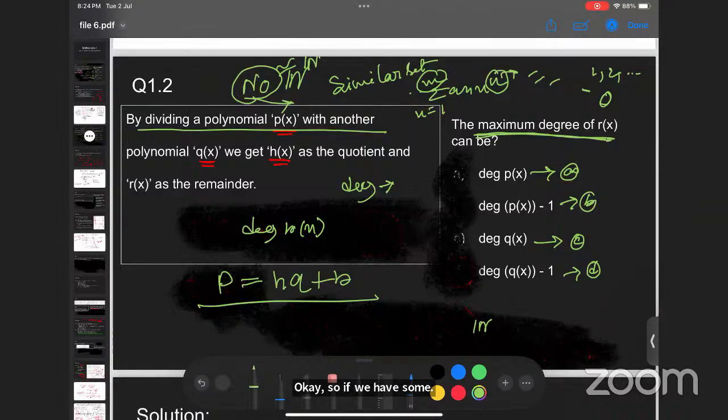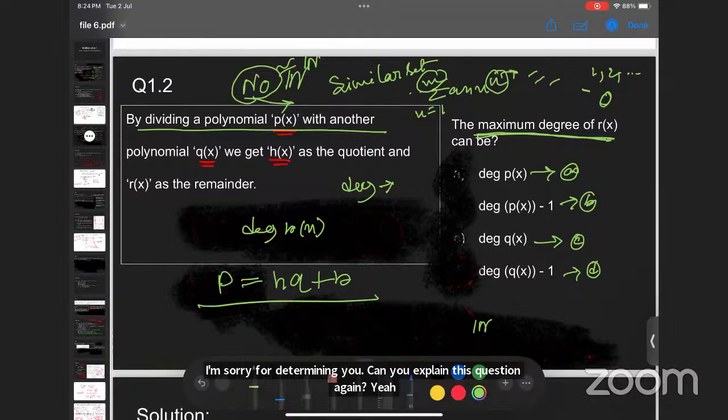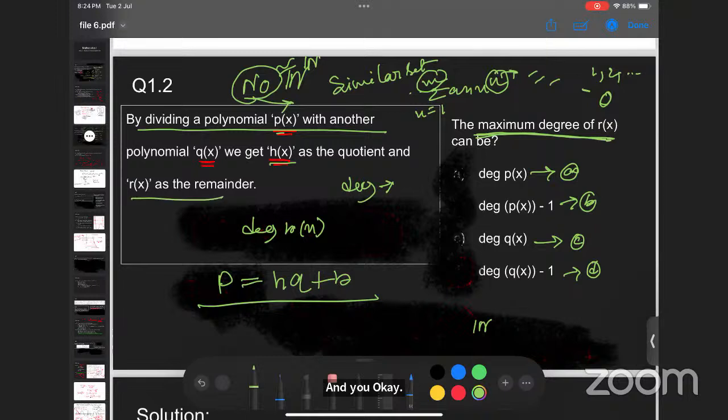Ma'am, sorry for disturbing you. Can you explain this question again? The question is basically we have a polynomial Px and another polynomial Qx, and we are taking the quotient of P by Q as Hx and R is the remainder. Then the thing is, what can the maximum degree of R be? This is the question. Now I'm talking about natural numbers. You know that here we use the set 0, 1, 2, and so on as natural numbers. I'm just saying the reason why we can take it as natural numbers.